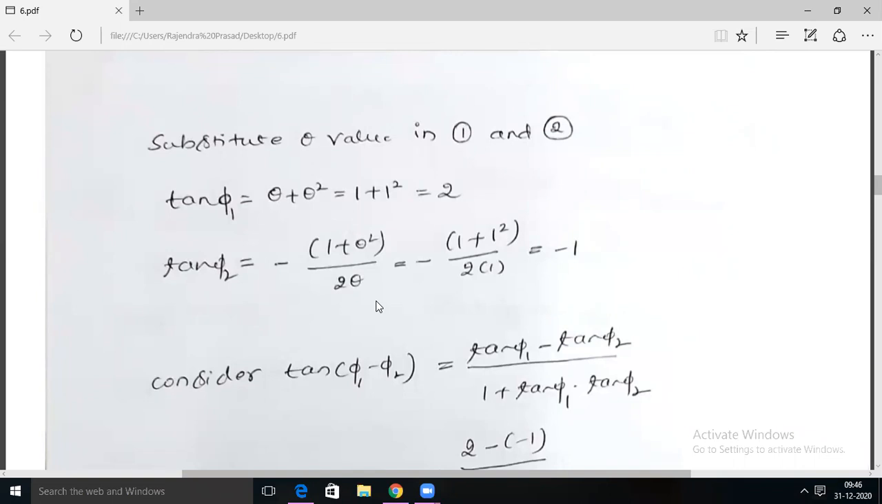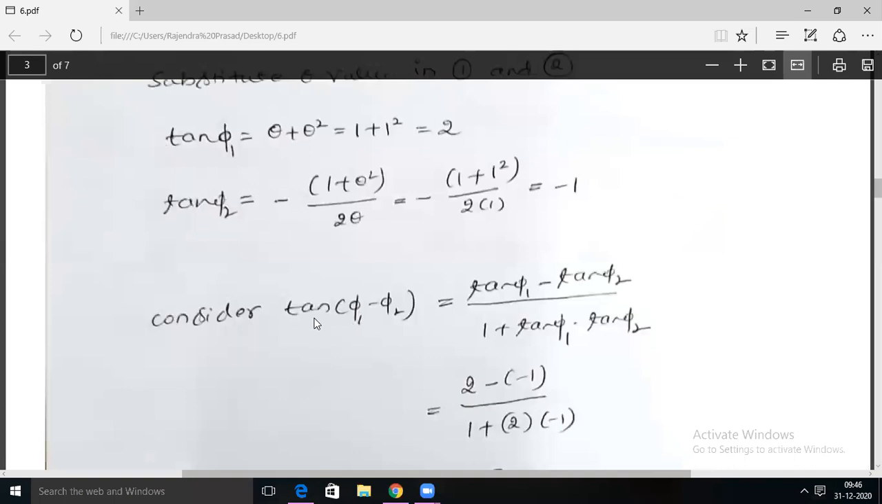Here psi 1 and psi 2 explicit formulas are not available. So that's why we shall consider the formula tan of psi 1 minus psi 2.